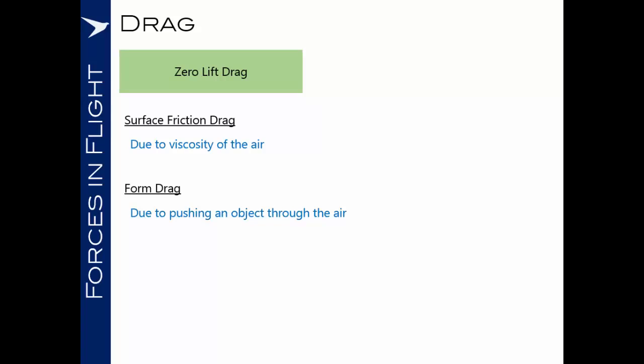The second form of zero lift drag is form drag. As we push an object through the air, the frontal surface area will cause a resistance of the air as the air is forced to move out of the way.